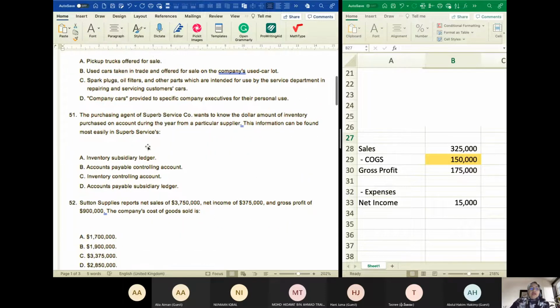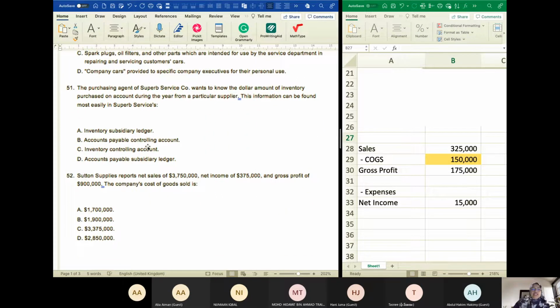Now, the purchasing agent of Superb Service Company wants to know the dollar amount of inventory purchased on account during the year from a particular supplier. This one I showed you in the beginning. Information can be found most easily in the company's records. A supplier is your accounts payable. Where would you find the information? Number A is the inventory subsidiary ledger.